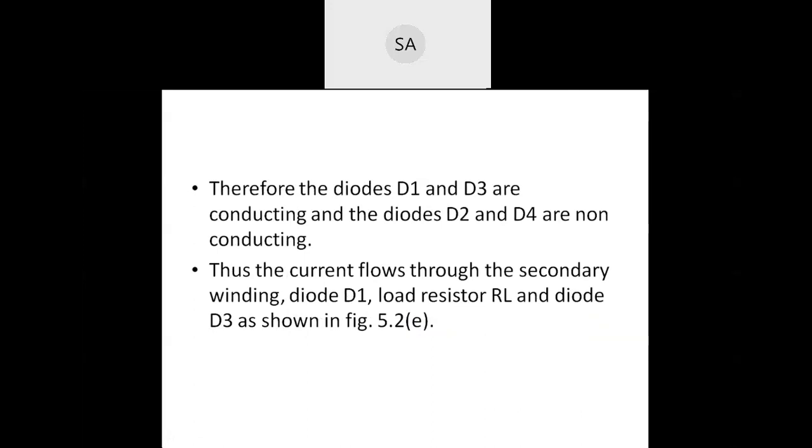So you will get the output like this. During the positive cycle, suppose your input voltage is a sinusoidal wave, just assume that, then you will get the output voltage only during the positive cycle. That is due to D1 and D3. This is due to D1 and D3.